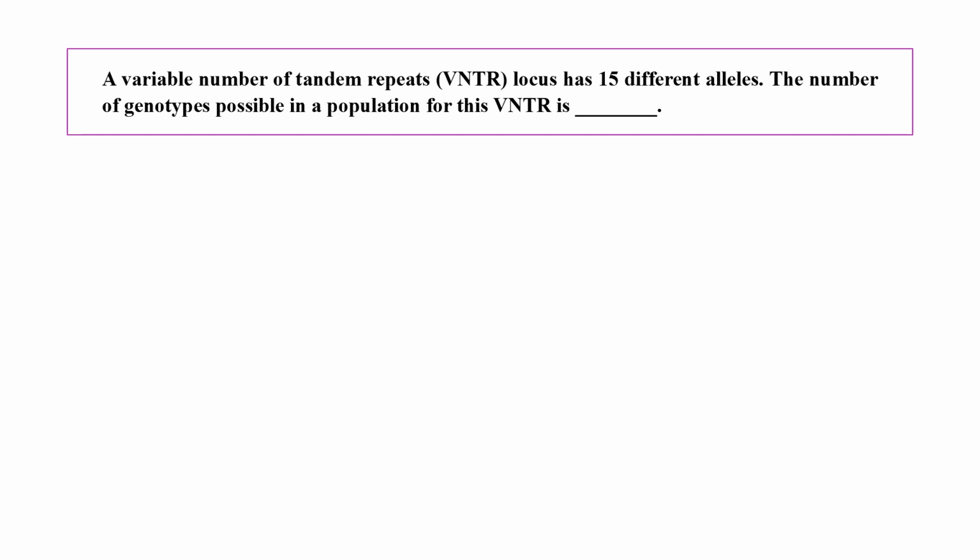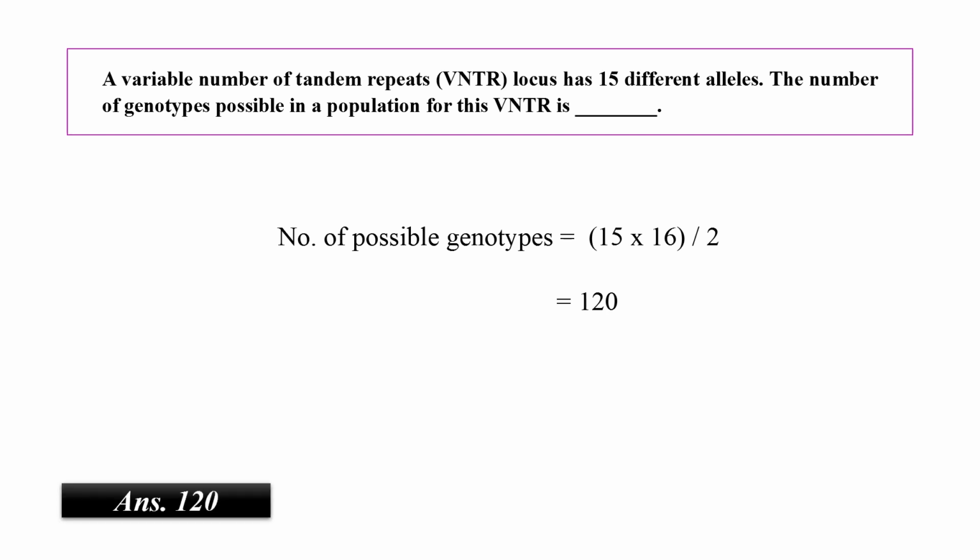Moving on. A variable number of tandem repeats, VNTR locus, has 15 different alleles. The number of genotypes possible in the population for this VNTR is. Now, the number of possible genotypes is given as n into n plus 1 by 2, that is 15 into 16 by 2, which is 120. The answer is 120 for this question.